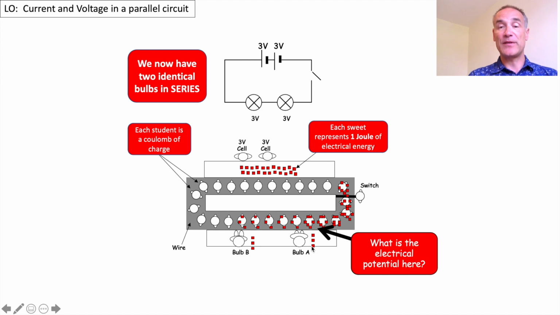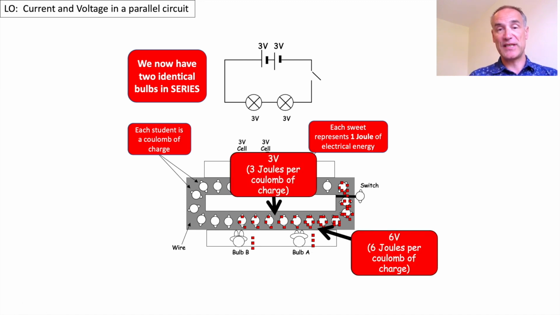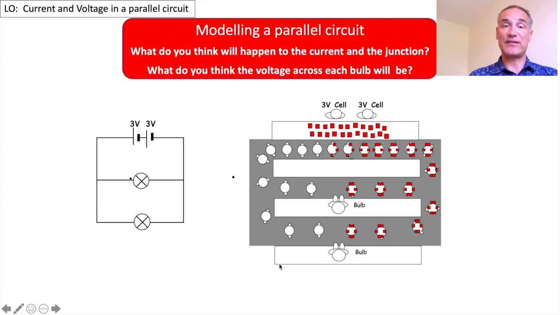And therefore, the potential there is 6, because the charges are carrying 6 joules. The potential there is 3, and therefore the potential difference across there is 3 volts. The potential there is 0 because they're not carrying any electrical energy, and so the potential difference there is 3. So you can see that they share that energy and that potential difference. So what happens in parallel circuits?